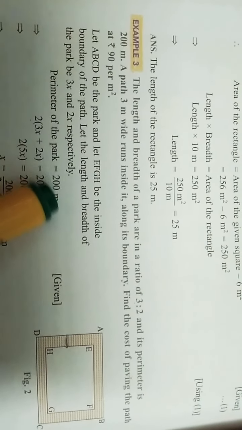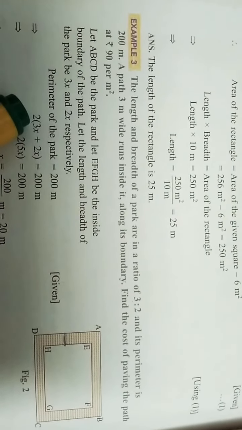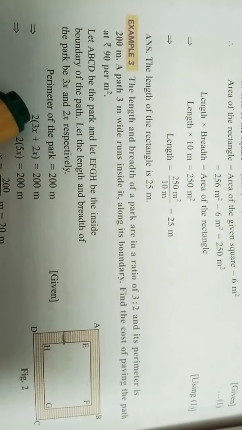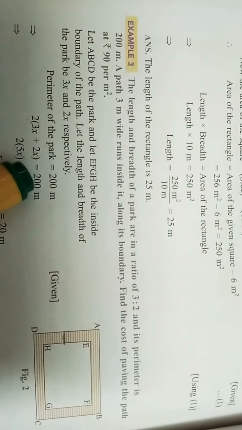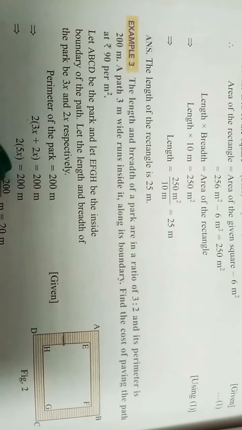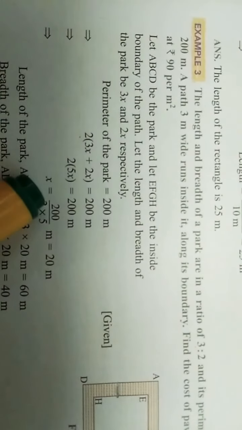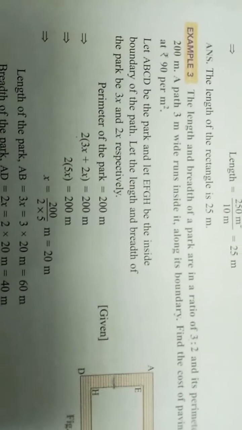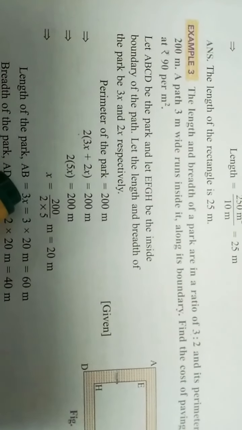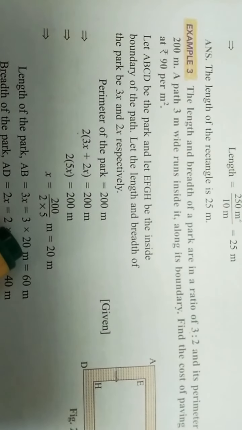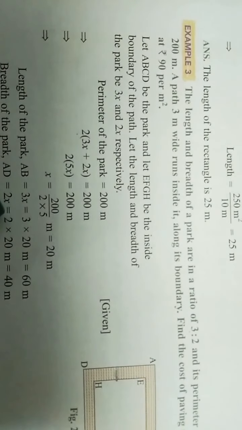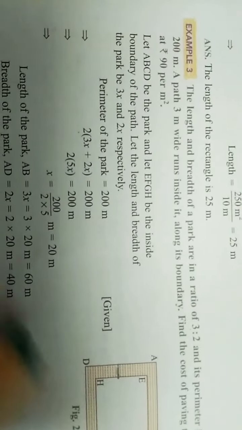Perimeter of the park equal to 200 meter. What is the perimeter of the rectangle? 2 into (L plus B). So 2 into (3x plus 2x) equal to 200 meter. 2 into 5x equal to 200 meter. x equal to 200 divided by (2 into 5) meters, equal to 20 meter. Length of the park AB equal to 3x, equal to 3 into 20 meters, equal to 60 meter. Breadth of the park AD is equal to 2x, equal to 2 into 20 meters, equal to 40 meter.